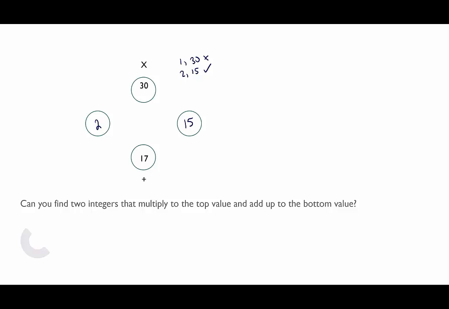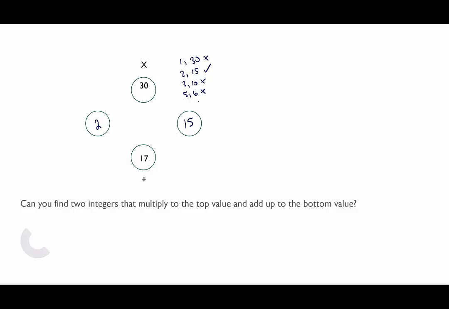Just to check the other combinations, although we already found the winning one, we have 3 and 10, that adds up to 13. 5 and 6, that adds up to 11. And that's it. So out of the 4 options, 2 and 15 gave us the product we needed and the sum we needed. These were the positives.